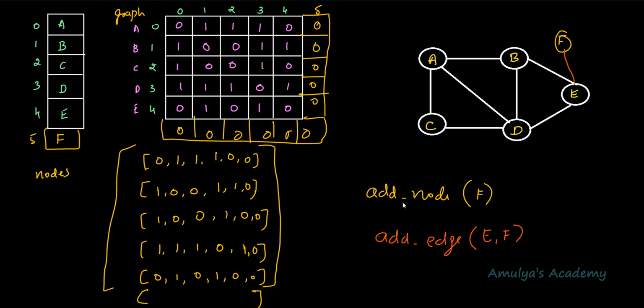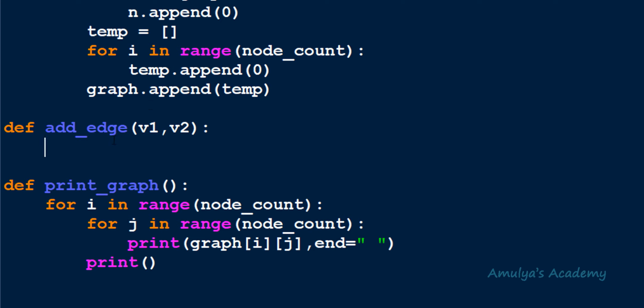Before adding the edge, we need to check whether that given nodes are present in the graph or not. If I just mention here E and X, add an edge between E and X, there is no node called X here, right? So we can't add edge from E to X or X to E. So that's why before performing the add edge operation, we need to check whether the given nodes are present in the graph or not. Let's do that here in the function.